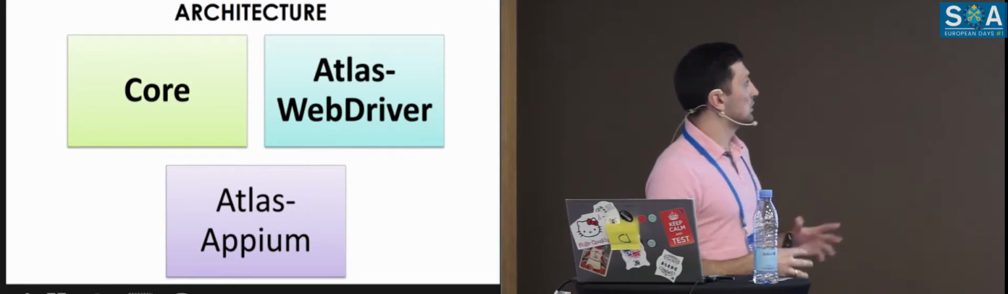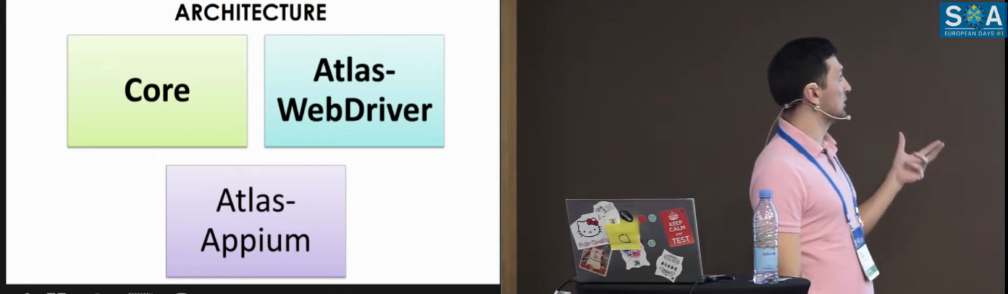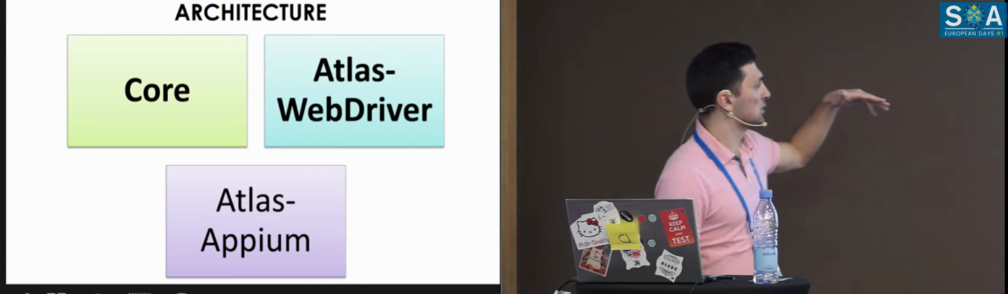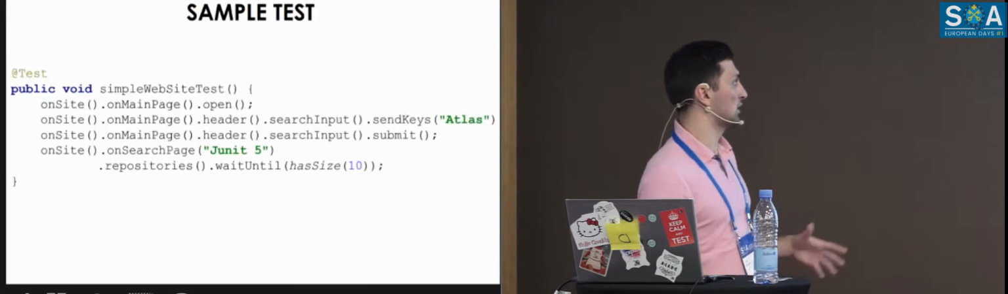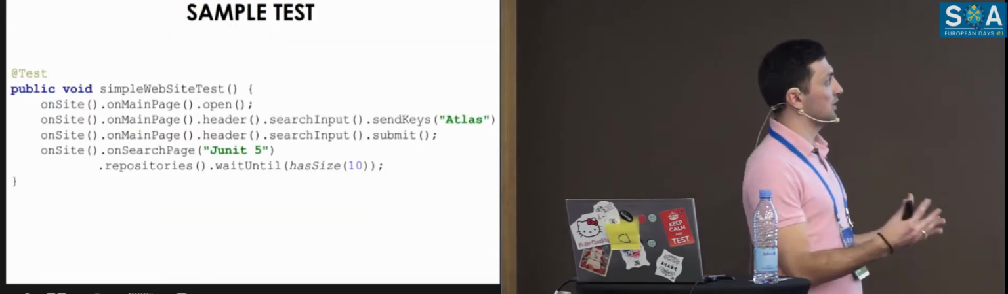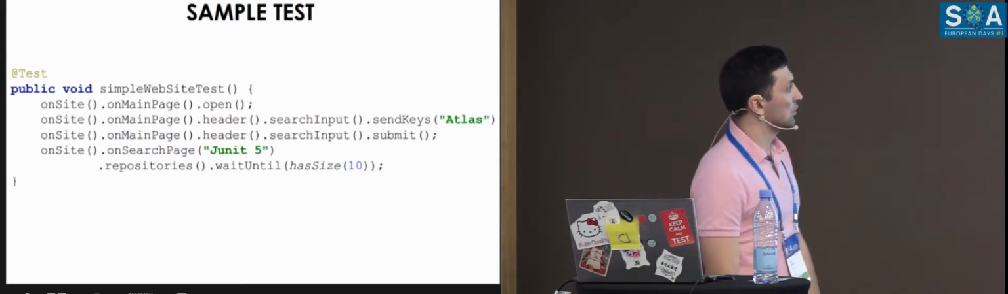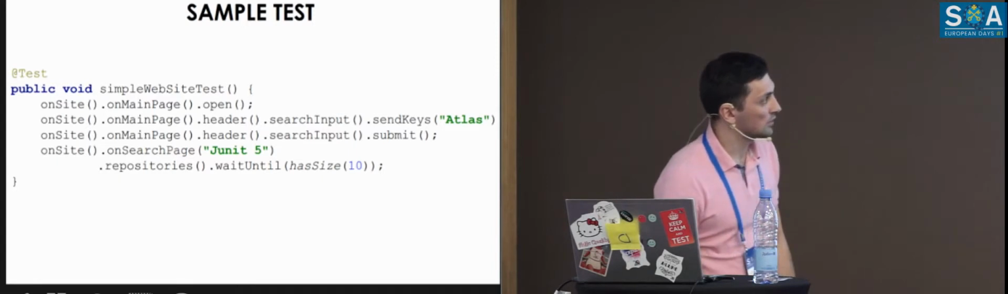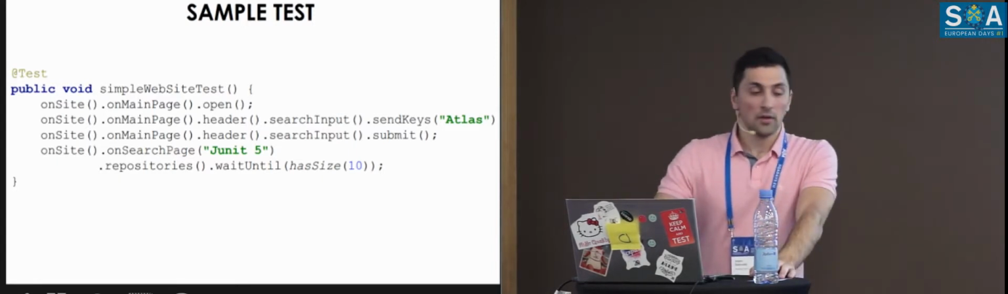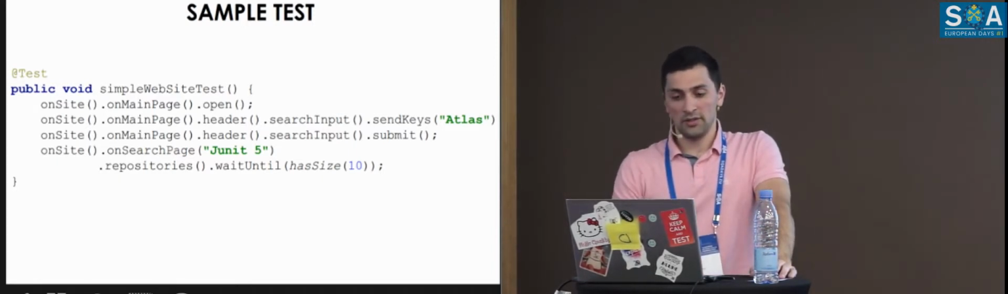And how will the test look? On the slide you see that I use entity site, then I get context of my page, open my page, and then I use different layers. On this example I use header, then I call method search input, and then I use Selenium API. And I think it is easy.